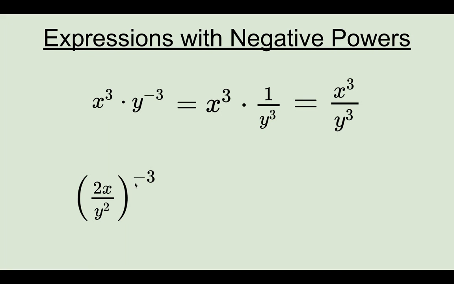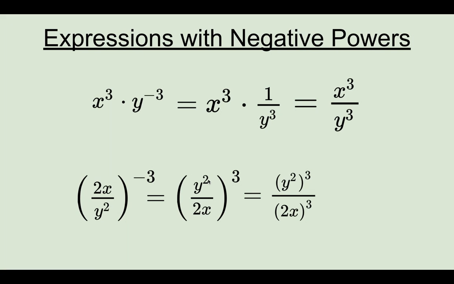Well, I'm going to do the negative first. So remember, a negative is a reciprocal. So instead of 2x over y squared, I'll make it y squared over 2x. And notice the power is now positive, right? Because that's what a negative power does. It's the reciprocal. Well, again, now that it's all multiplication, I can just distribute my 3 and my power.